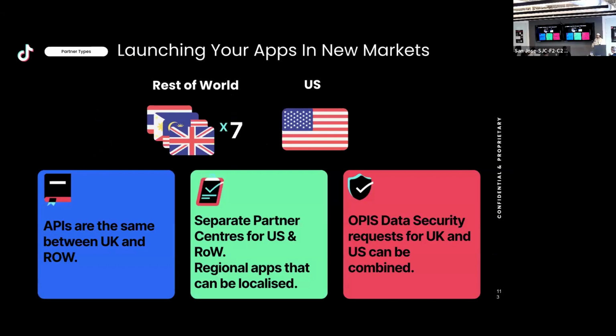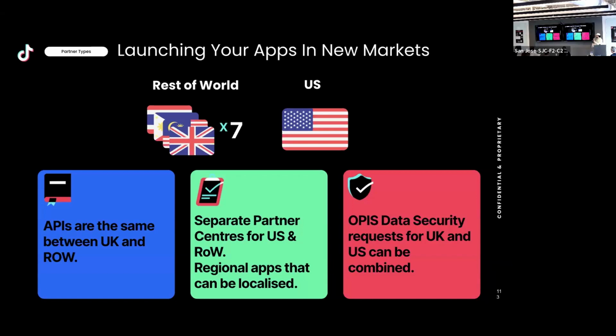So what does that look like if you want to try and bring those apps that you've built already for the US to the UK? So we've tried to make it as easy as possible for all of you. The APIs that you guys are seeing today within Partner Center are largely exactly the same for the UK. The only difference is you'll have a different app key. So you'll create your Partner Center account in the US, and then you also have a separate Partner Center account for the UK and the rest of the world.